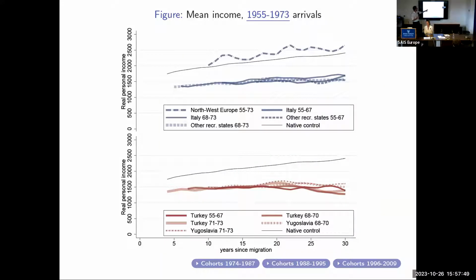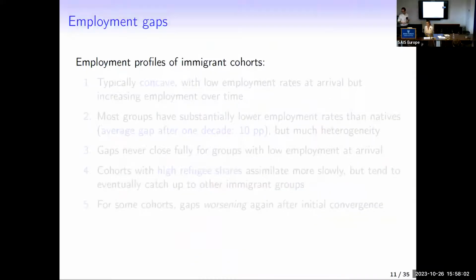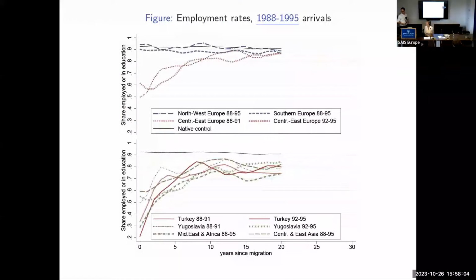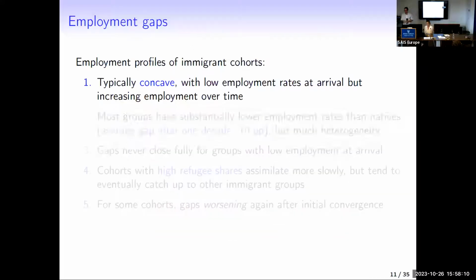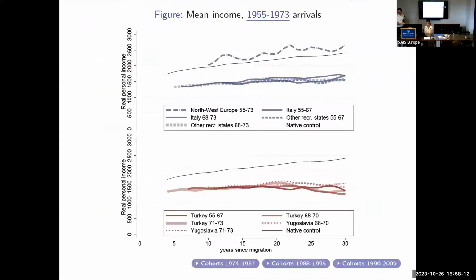There are these outliers, the Northwest Europeans. They do better than the natives. But one thing I found striking is how similar all the other immigrant groups are. If you remember, for employment there was a lot of variation, and some groups do better than others. But for income, there's very little variation. Basically, almost all immigrant groups have substantially lower incomes than natives.